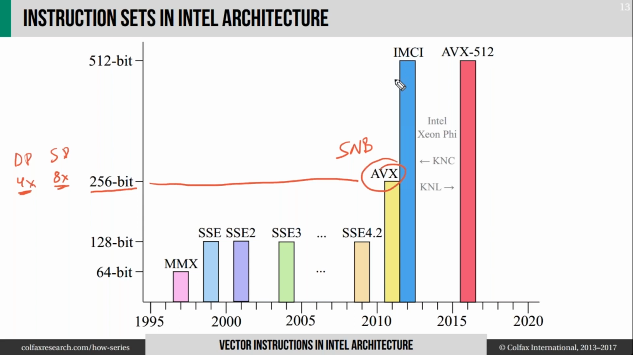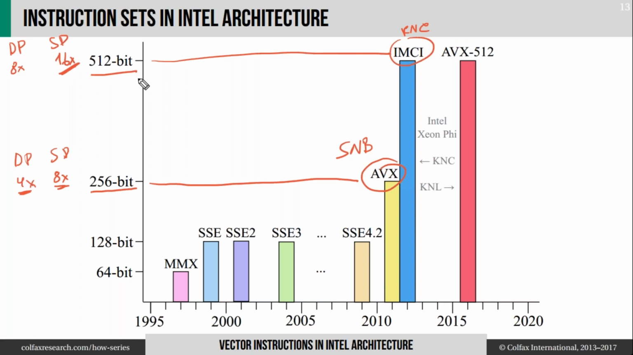With Xeon Phi in 2012, vectors became 512-bit wide, and now you can no longer ignore vectorization. So in double precision, the potential speedup is 8. In single precision, the potential speedup is 16. So if you are not using vectorization when you can, you're potentially losing more than an order of magnitude in performance.